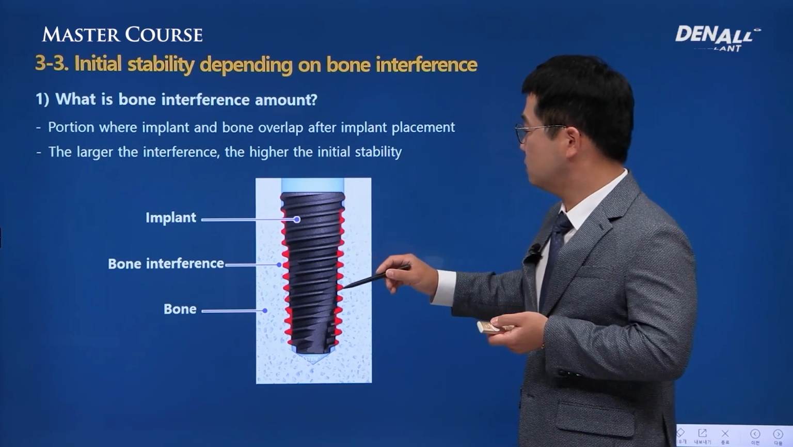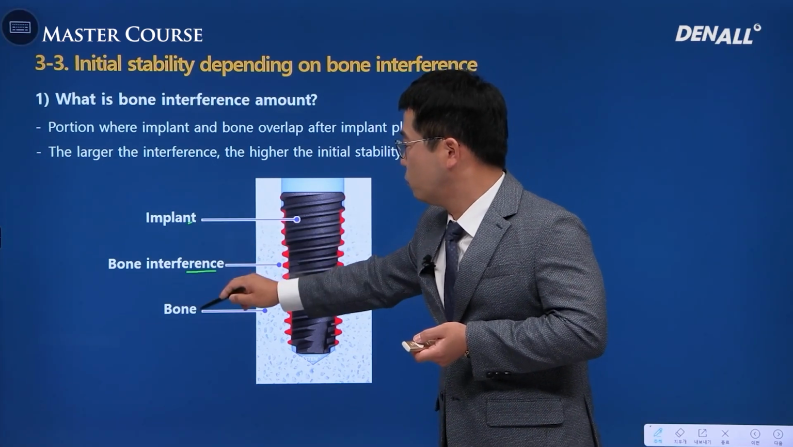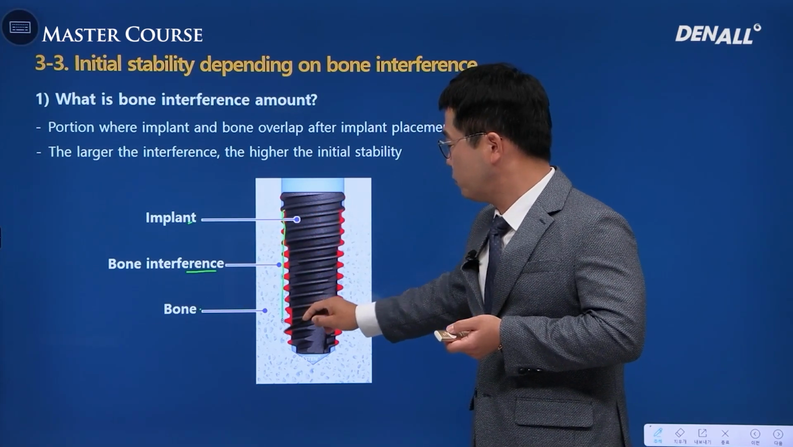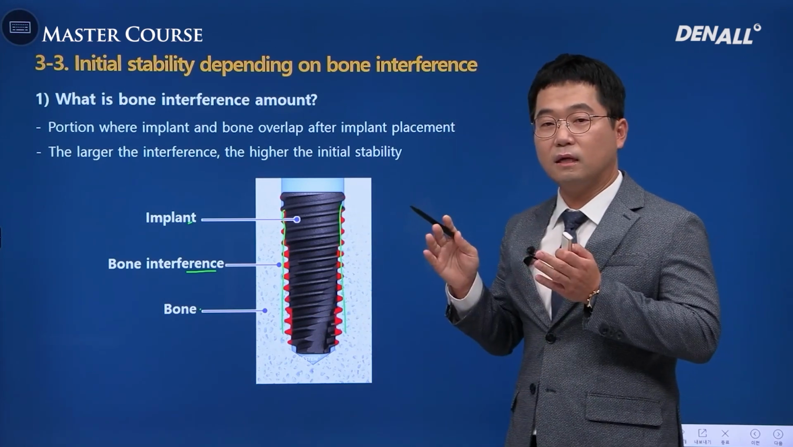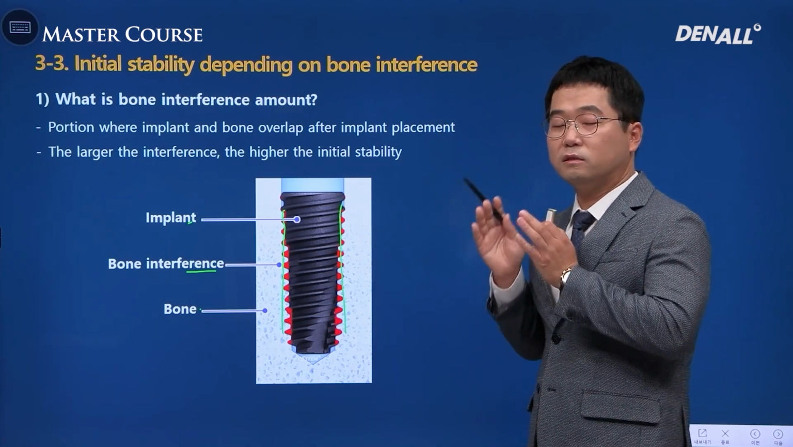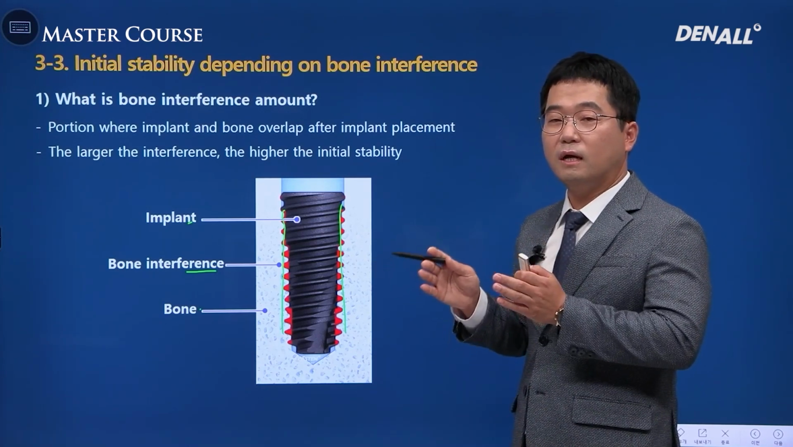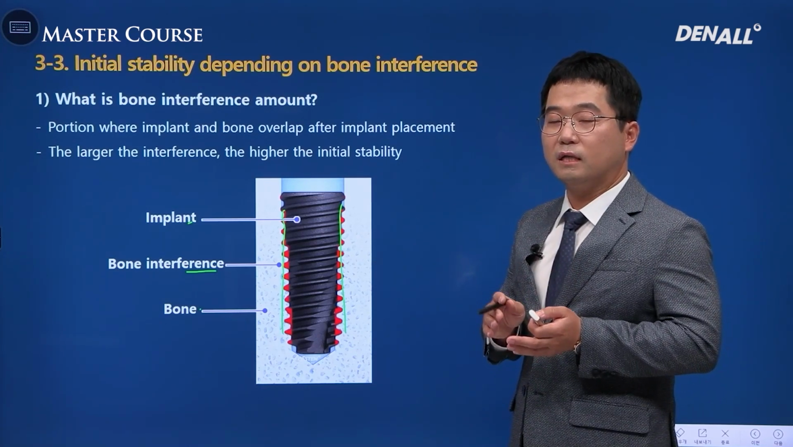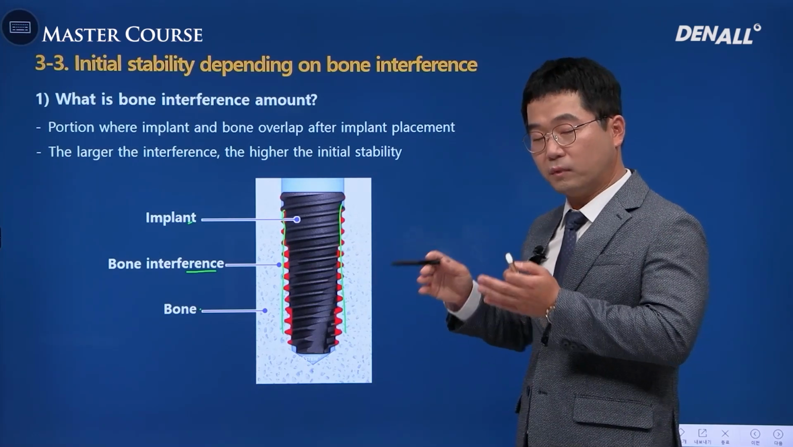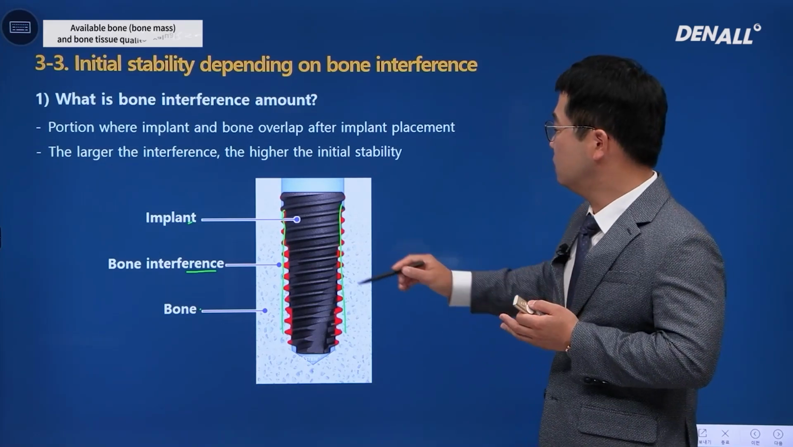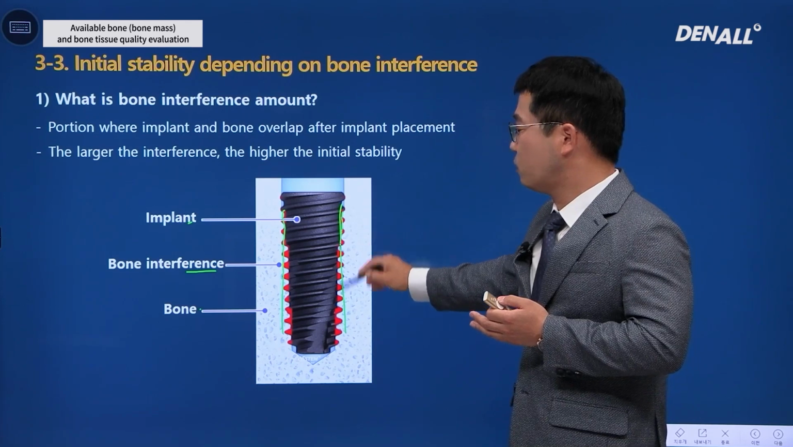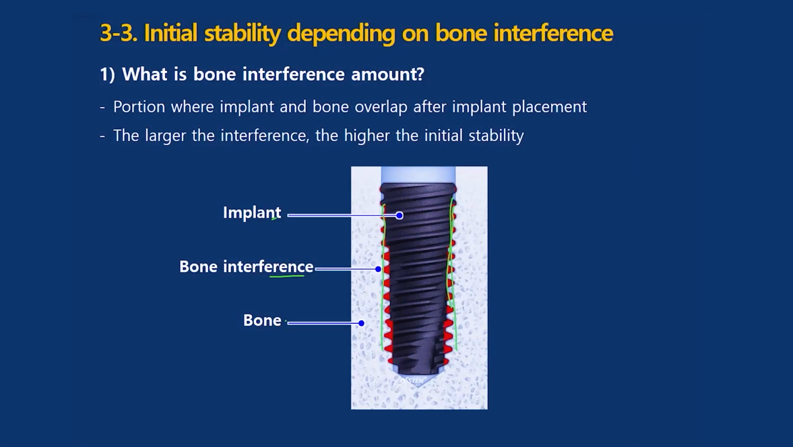Bone interference is shown in red. How much of it are you going to adjust? Are you going to use nominal drill, or are you going to use a drill one size smaller or one size bigger? Depending on bone quality, you can adjust the bone interference.